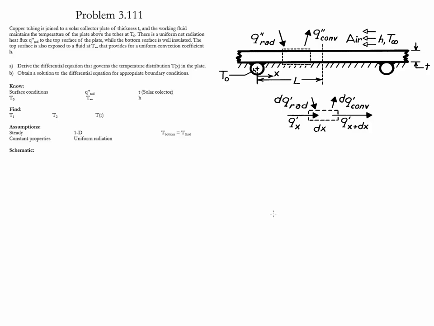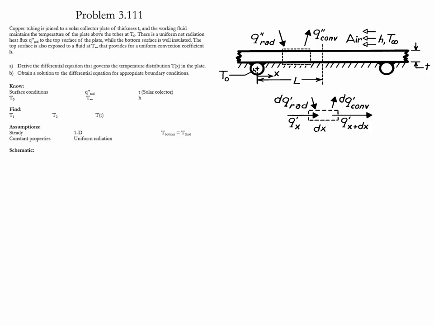Using this information, we need to derive the differential equation that governs the temperature distribution in this plate. We also need to obtain the solution to the differential equation for appropriate boundary conditions. We're going to take this problem to be steady, one-dimensional, with uniform radiation, uniform constants, and we are going to assume that the temperature at the bottom is equal to the temperature of the fluid.